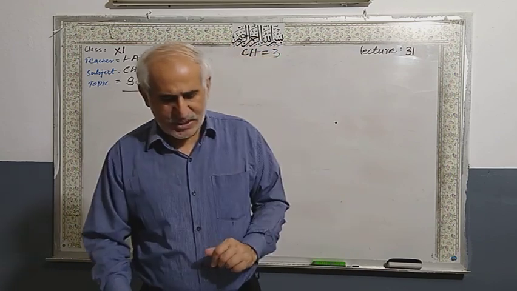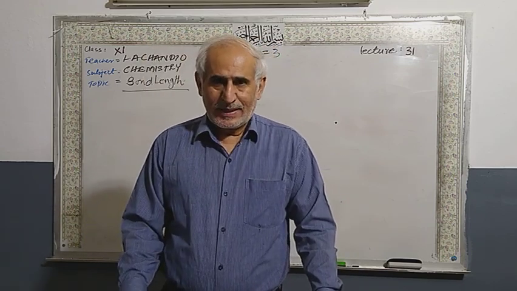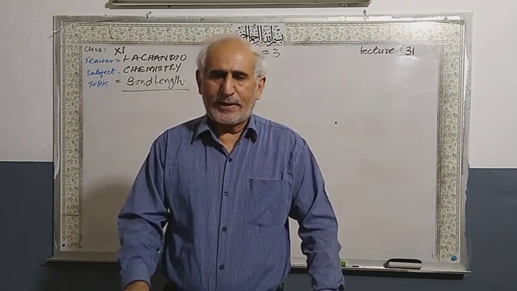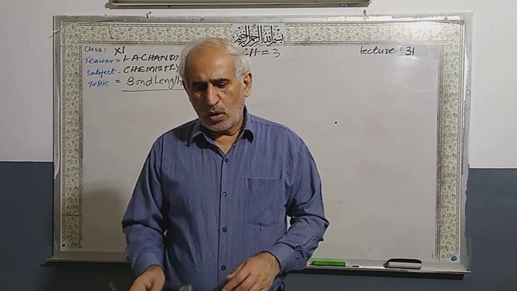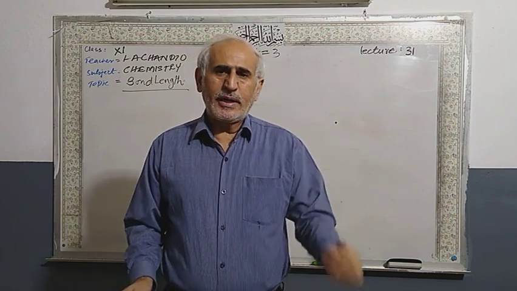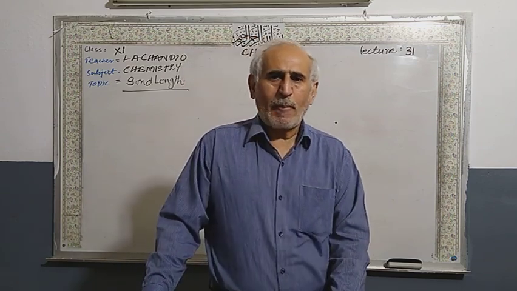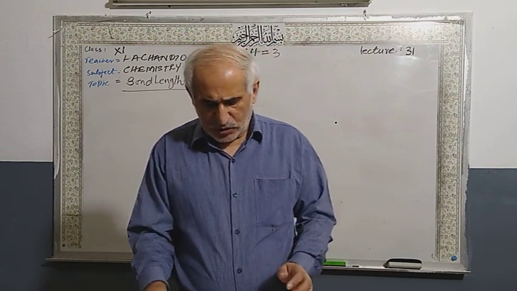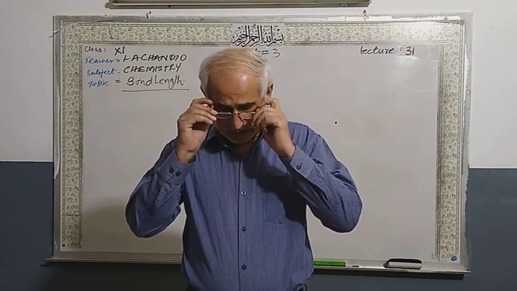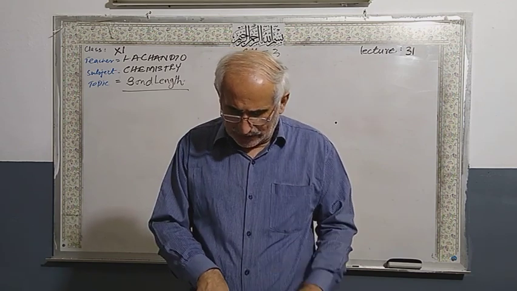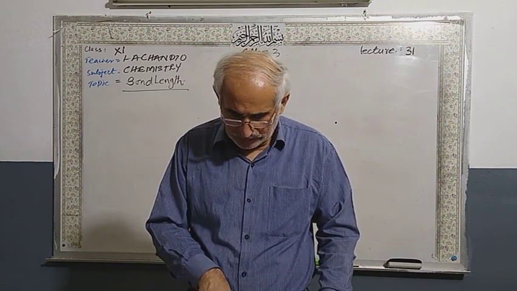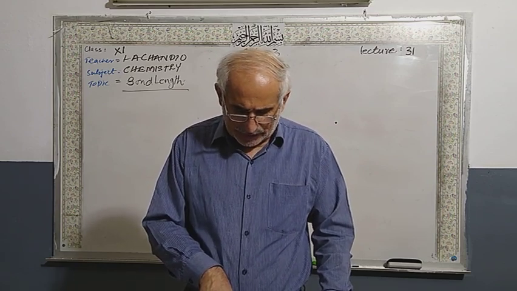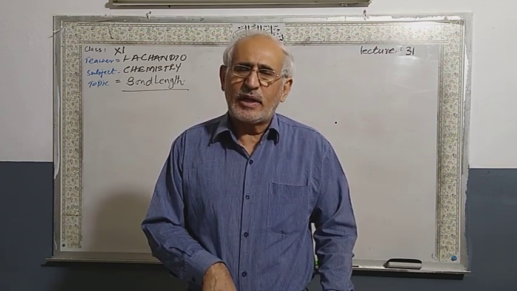This is the bond length, the distance. Bond length means the distance between two bonded atoms, and you know, it is very small indeed. So we use units, maybe angstroms, nanometers, like this. So bond length means the distance between the nuclei of atoms joined by the covalent bond.